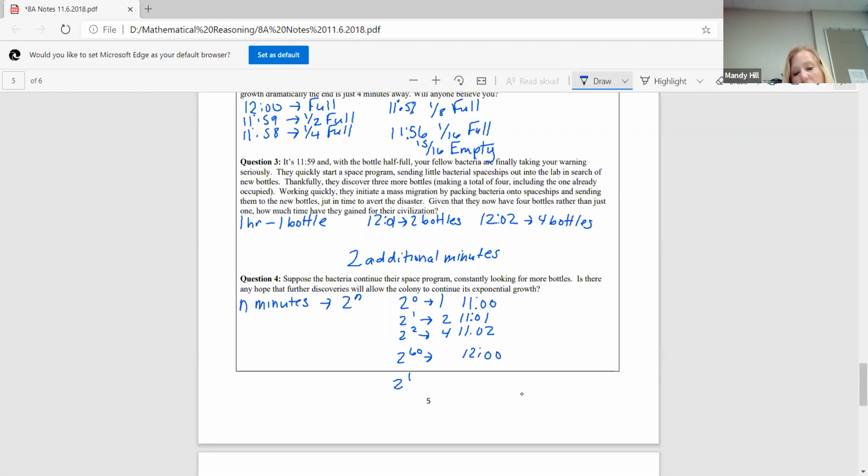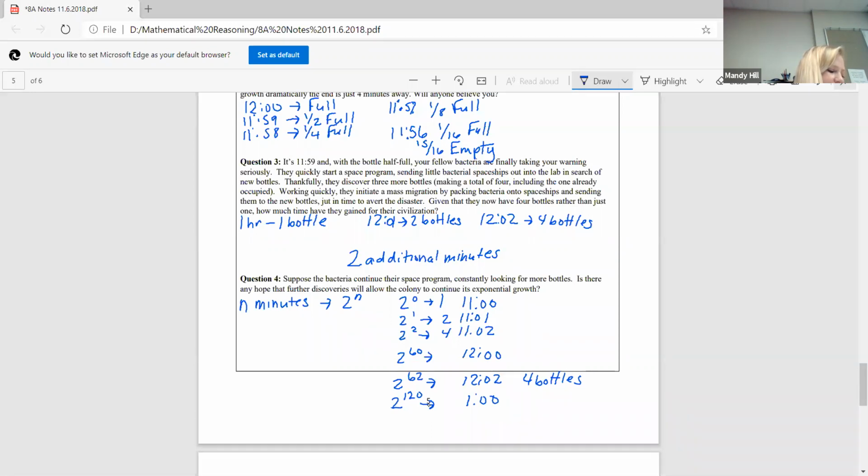And at 2 to the 62, that would be 12:02. That is going to be 4 bottles filled up, which we already kind of talked about. Suppose that somehow the bacteria managed to keep doubling every minute until 1 o'clock. By that time, at 1 o'clock, 2 hours have gone by, so we would have 2 to the 120th amount of bacteria, which is probably too big to fit on the calculator.